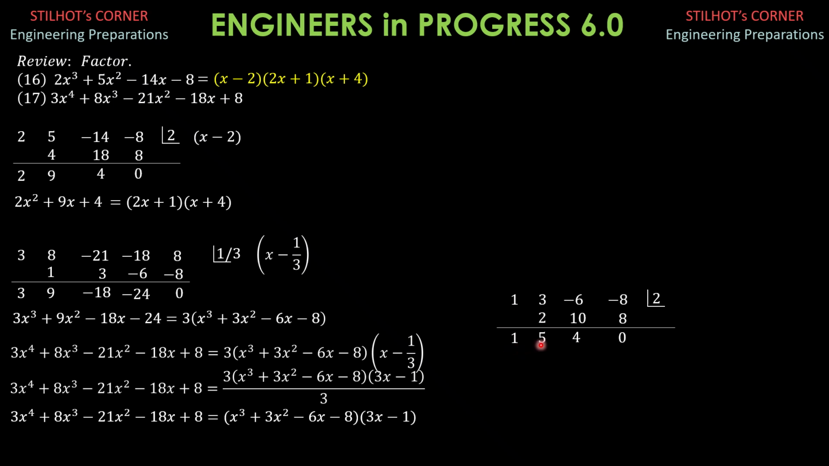So the meaning of this is x squared plus 5x plus 4, because this is 3rd degree. So after finding this root, the factored form is x minus 2. Then we have x squared plus 5x plus 4, which can be factored by trial and error into x plus 1, x plus 4. So finally, the complete factored form of this is 3x minus 1, then x minus 2 times x plus 1, x plus 4. 3x minus 1 times x minus 2 times x plus 1 times x plus 4.